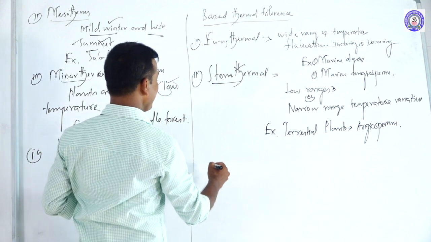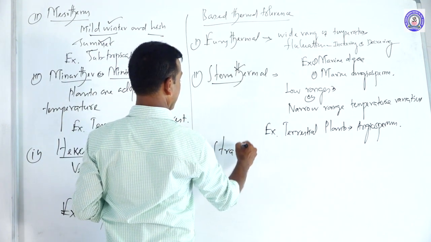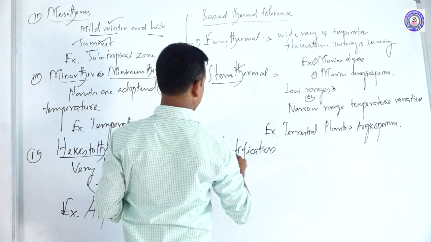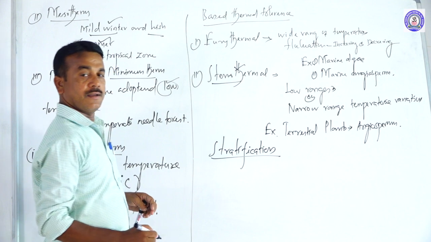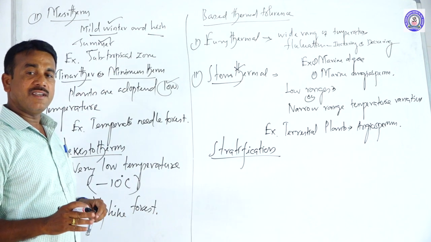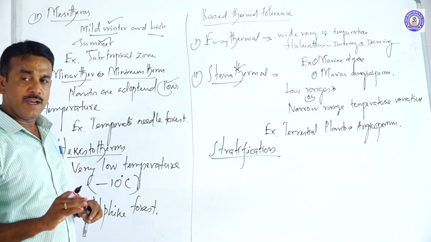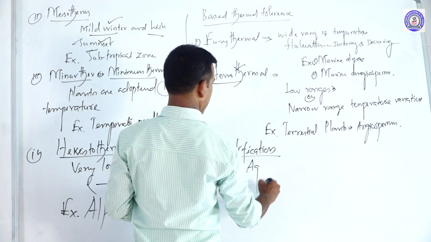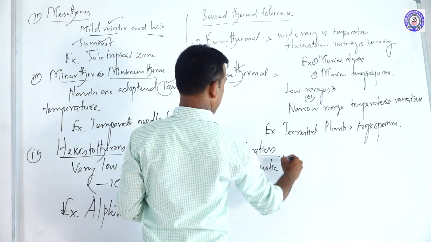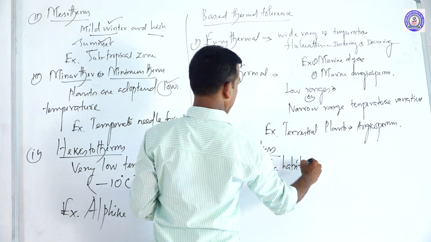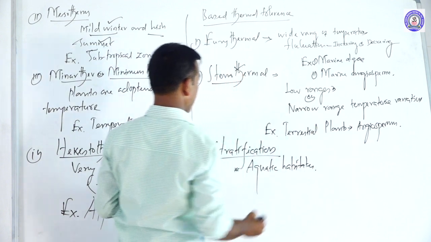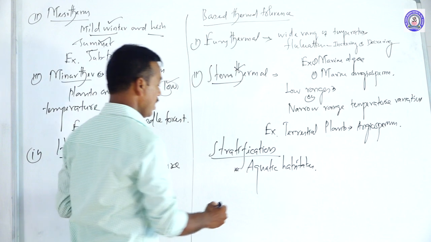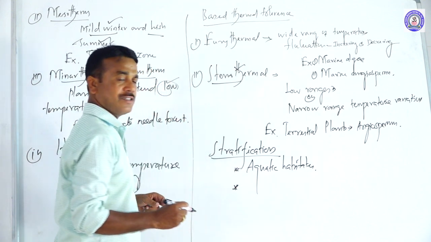Next, what is it called? Stratification. In general, stratification is only in aquatic habitats. It predominantly occurs in aquatic habitats. So what is commonly called stratification?